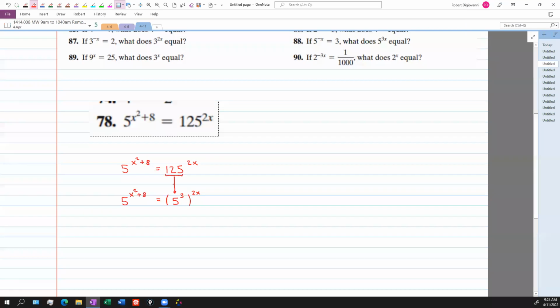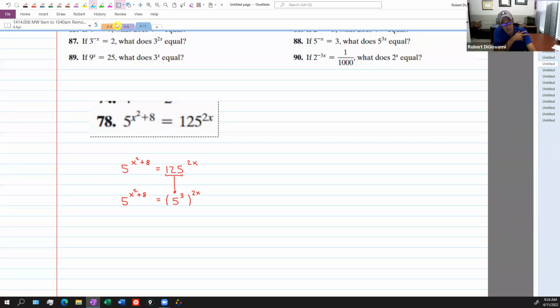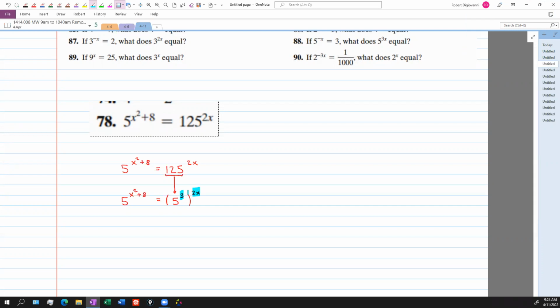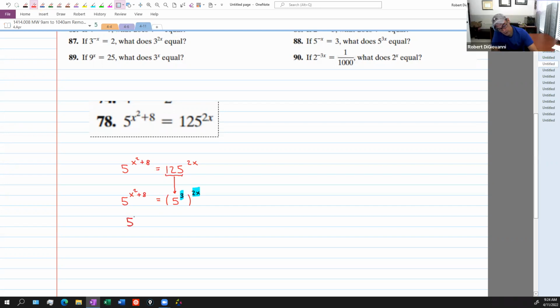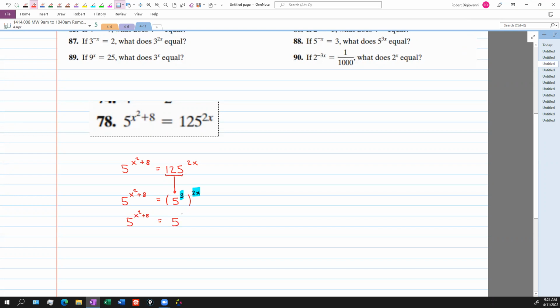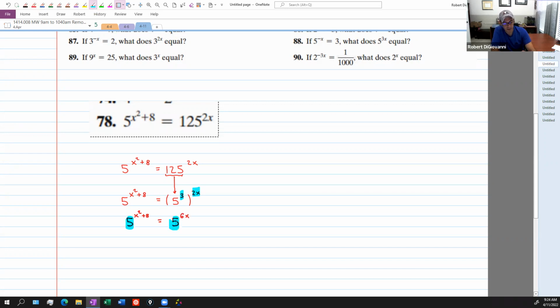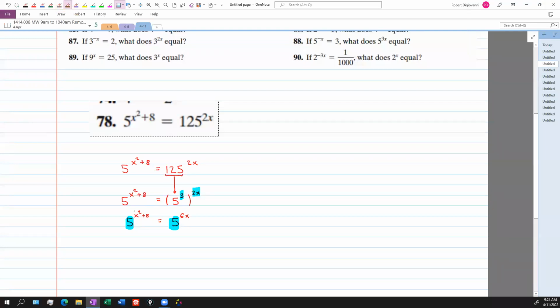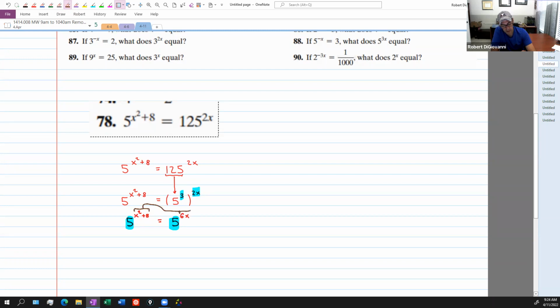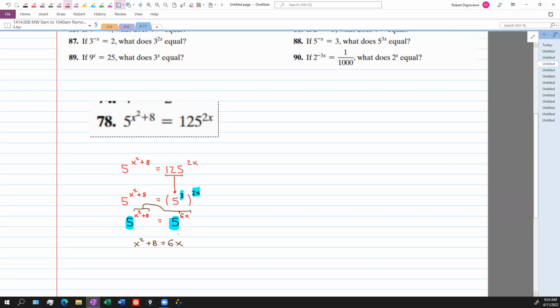And now you can use the property. So Ashley, what would I do here with this 3 and this 2x? If I'm taking 5, raising it to the third, raising it to the 2x. You multiply them? Okay, and 3 times 2x would give us what? Isn't it 6x? Yep, 6x. Okay, good. All right, Zane, we've got the same base. So what do we do now? You set them equal. Set the exponents equal, right? So I'm going to set this equal to this. So we've got x squared plus 8 equals 6x.